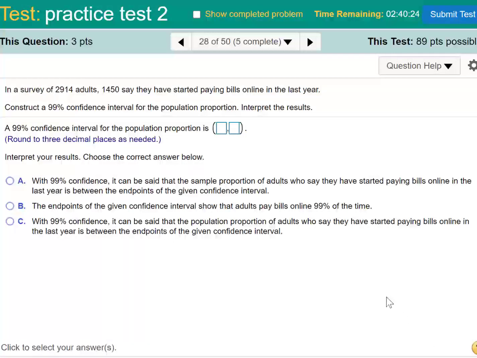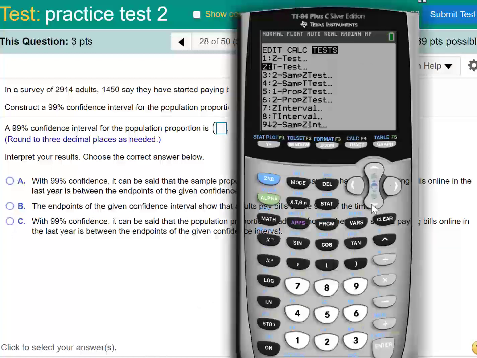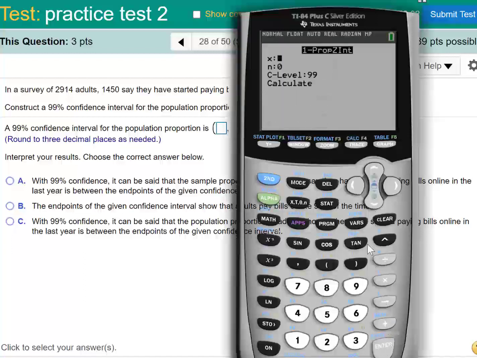In a survey of 2,914 adults, 1,450 say that they have started paying bills online in the last year. 99% confidence. It's a proportion Z interval. So if I bring the calculator back, you go to stat. If you remember, it's a letter, I think, A. 1-PropZInt. You enter the value of X, which is 1450. You enter the value of N, which is 2914. You enter the confidence level, which is 99, and hit calculate.